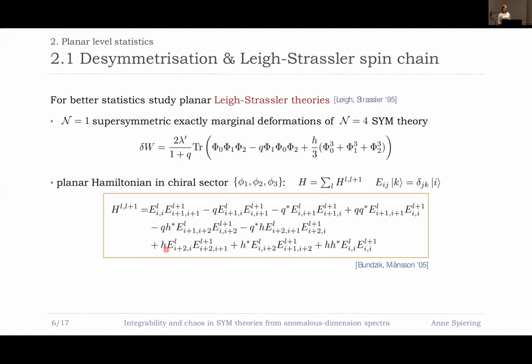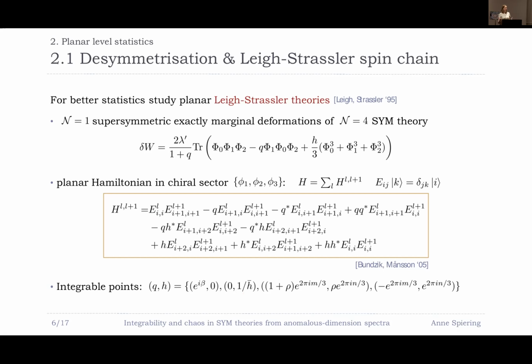And yeah, so it has all those terms with the new parameters Q and H. And the authors of this paper also try to find integrable points. And they found these. One of them is the real beta deformation, where I turn off this H term here, and Q is just a phase. But there's more interesting points. For example, there's also one where this Q is set to 0, and I only have an H contribution.